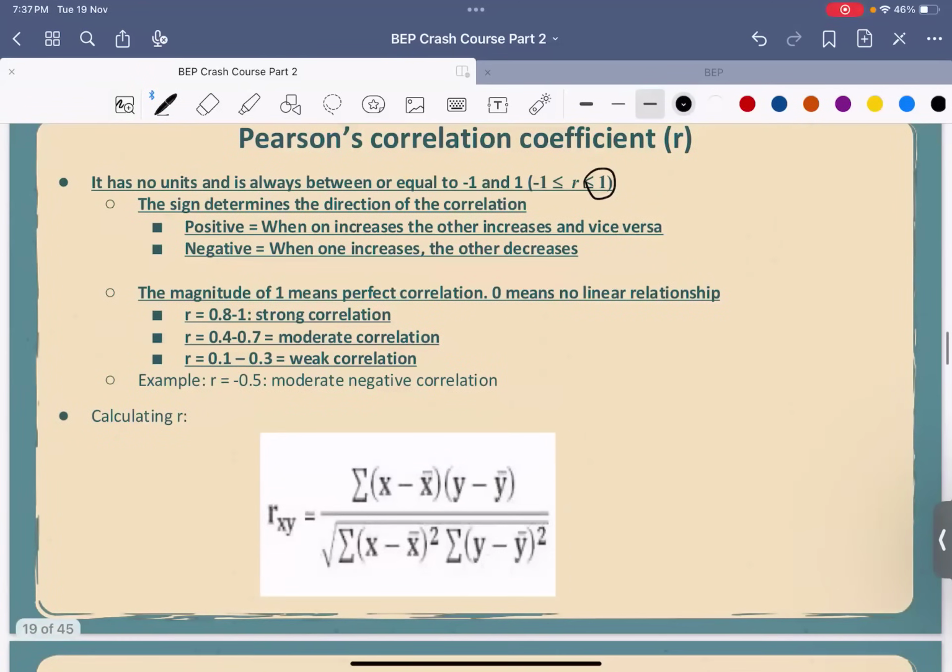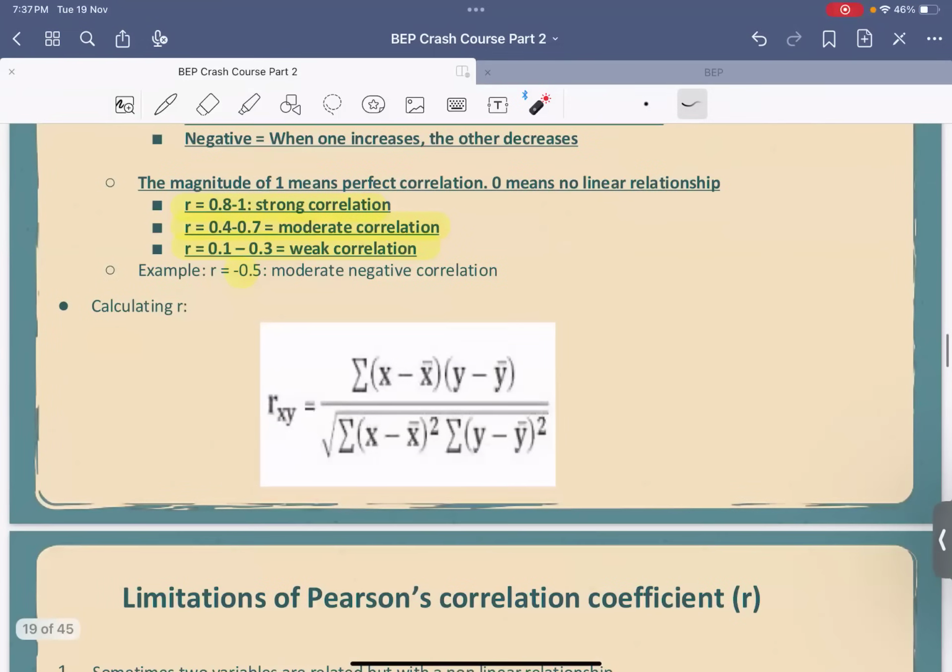Okay, so this is very important. 0.8 to 1 is strong correlation. 0.4 to 0.7 is moderate correlation. 0.1 to 0.3 is weak correlation. And we need to put these numbers and the signs together. So this is how they'll ask in the exam. The R value was found to be negative 0.5. So in that case, we say it's a moderate negative correlation, okay?